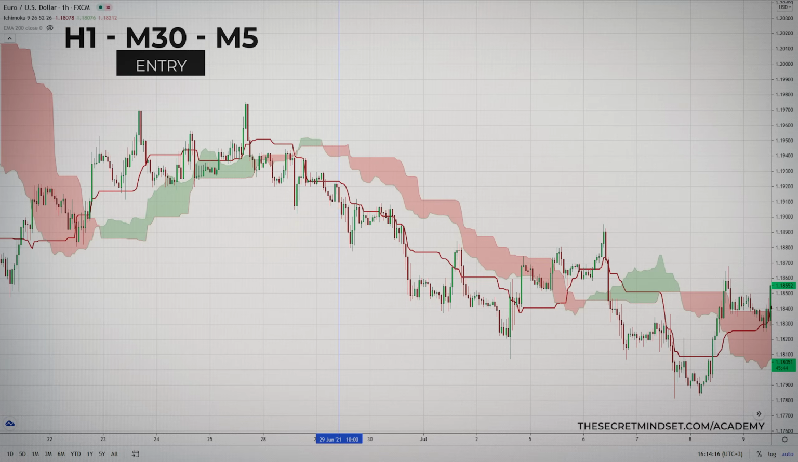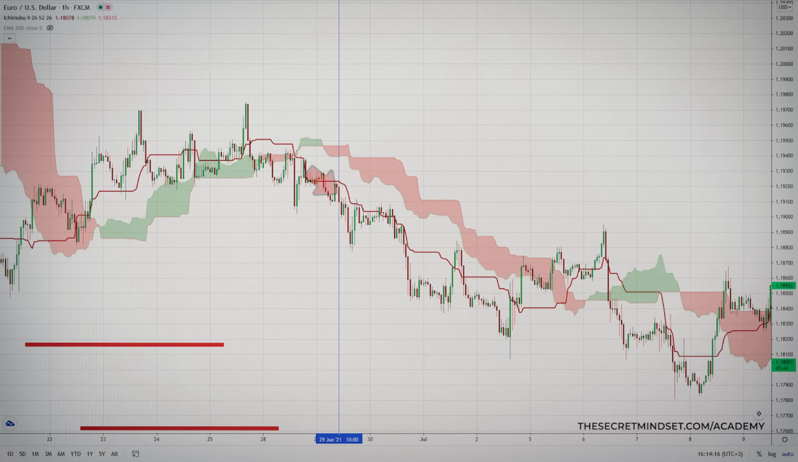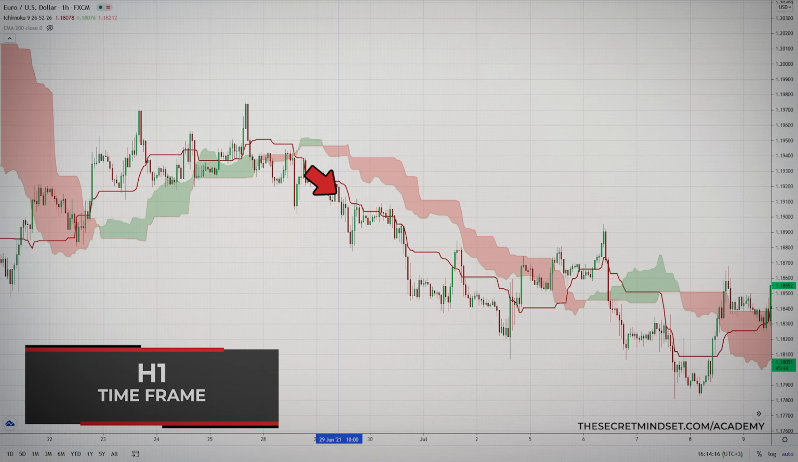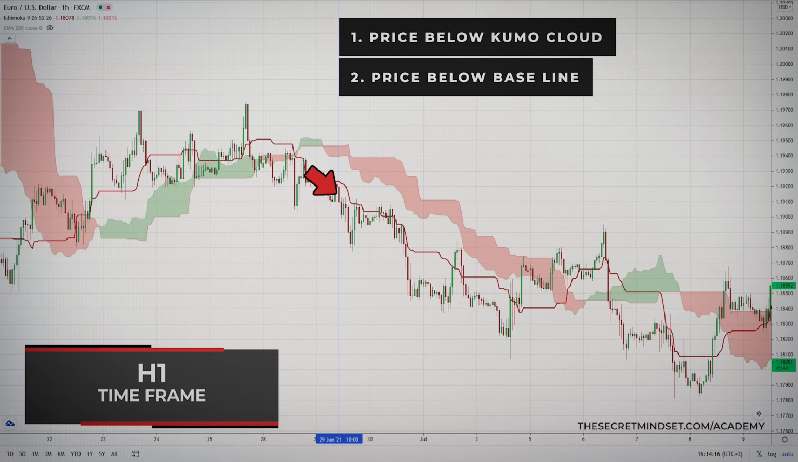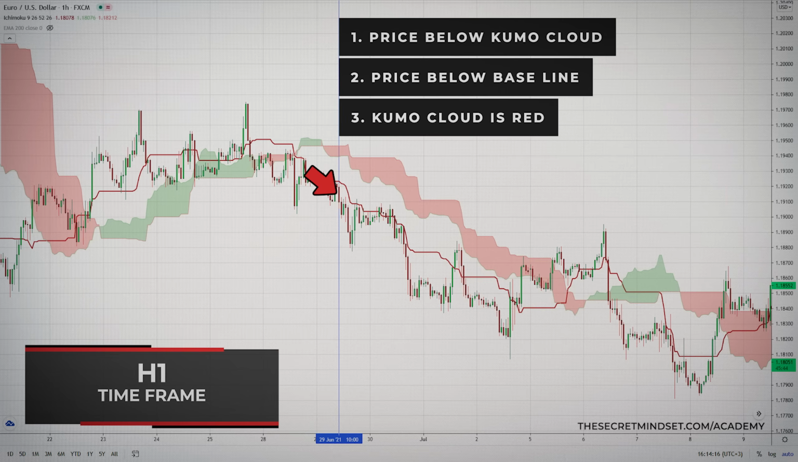Here's another multiple time frame analysis, this time a more day trading approach. We move on the highest time frame, the 1-hour. Price is below the Kumo cloud. Price is below the baseline. And ideally, the Kumo cloud is red, but as I said before, this is not mandatory.